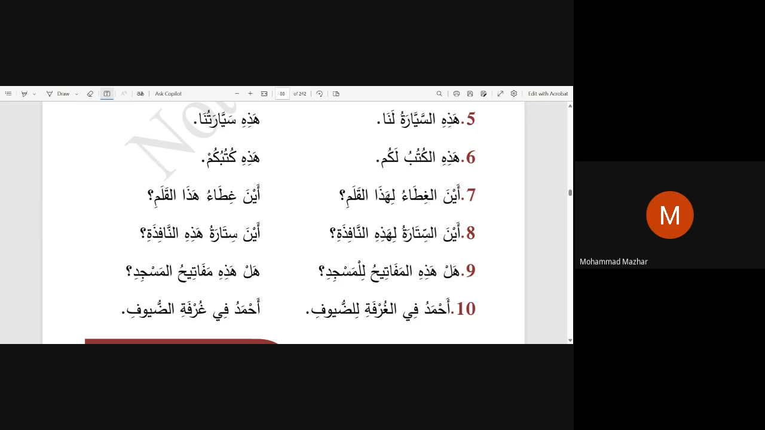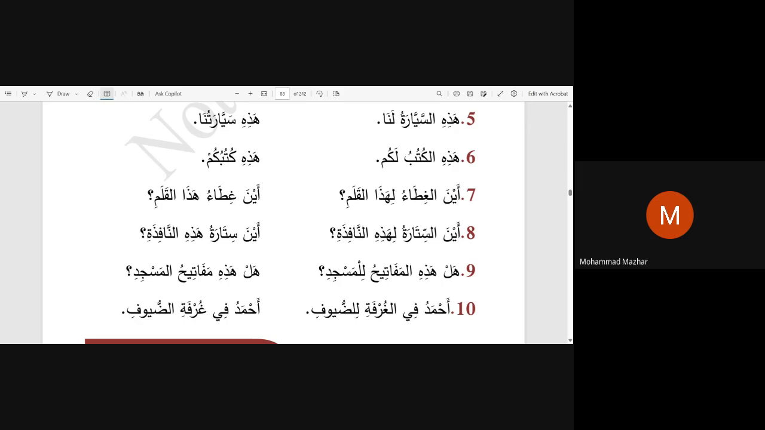أين غطاء هذا? غطاء هذا, the cover of this. The cover for this. However you want to translate it. Translating is not what concerns me. It's the meaning. أين غطاء هذا القلم? Where is the cover of this pen? The cover of this pen.